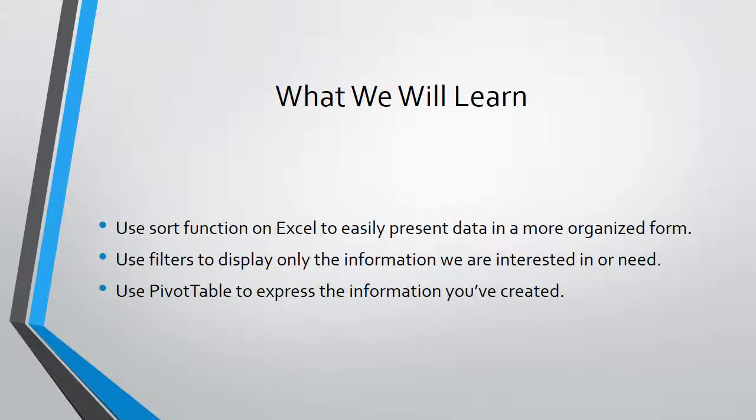So what are we going to be learning? We're going to be using the sort function in Excel to easily present data in a more organized form. We're going to use filters to display only the information that we're interested in, or only the information that we need for our particular interest or goal. And then finally, we're going to use a pivot table to express the information that we've created in a very organized, easy to read and understandable way.